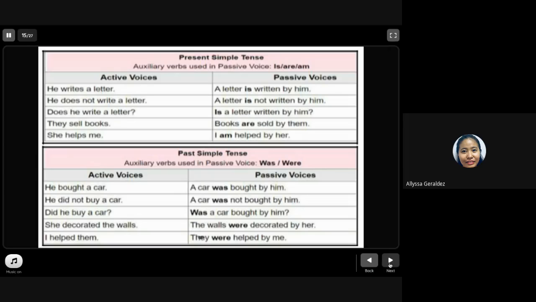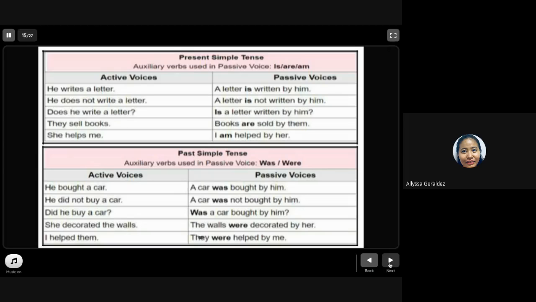From the active voice, sell. Okay? And then we change it into the past participle, sold. And don't forget the auxiliary. We'll use are because books is plural. That's why books are sold by them. So change they into the object pronoun. Books are sold by them.